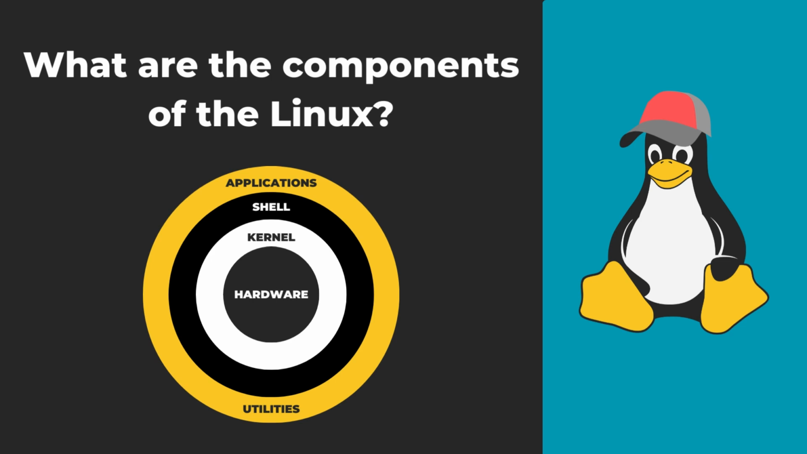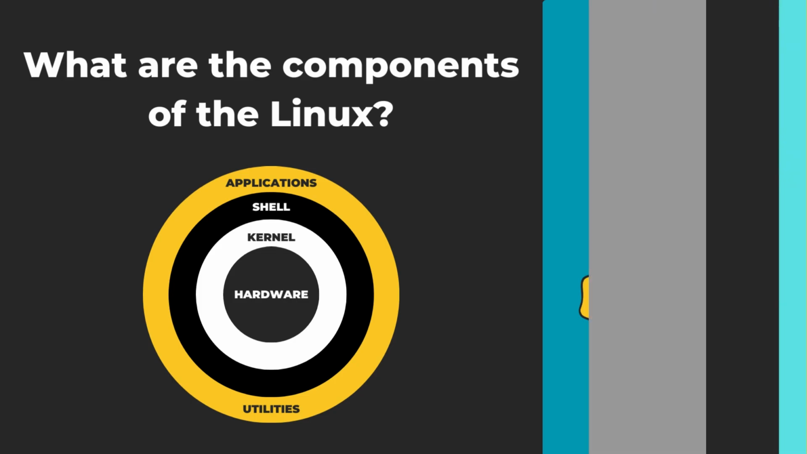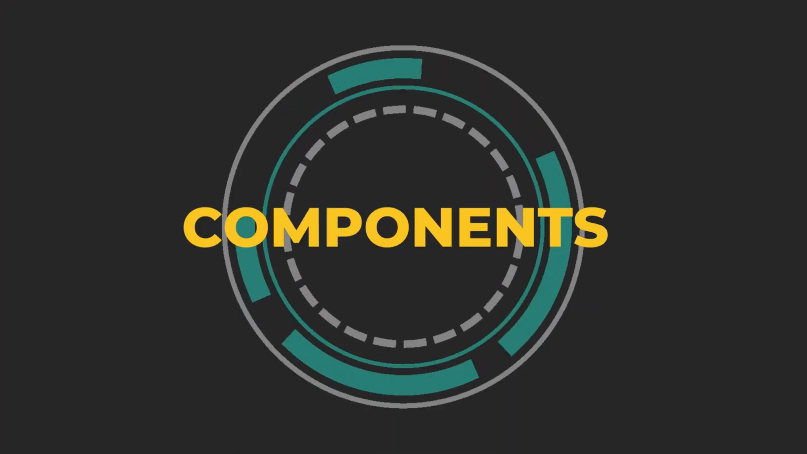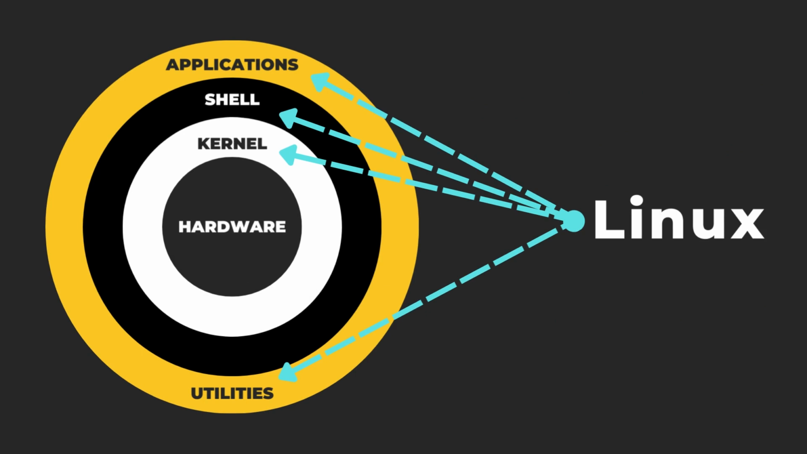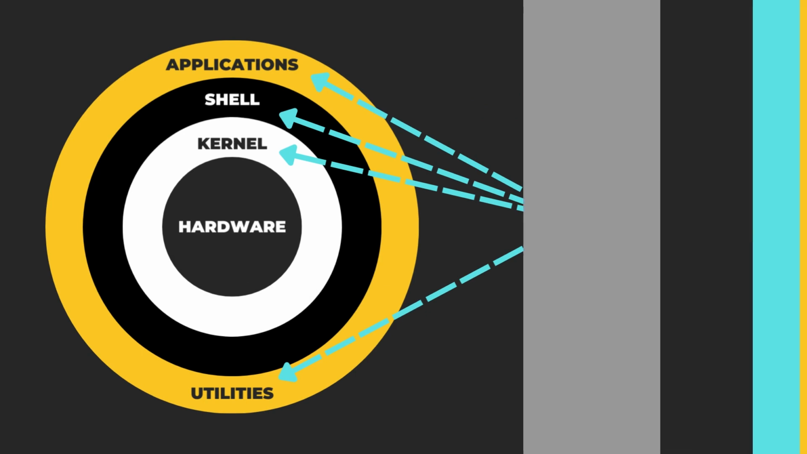What are the components of the Linux? Such a question may come up during a job interview. You better be ready. The Linux operating system consists of several key components, including the kernel, shell, applications, and utilities.